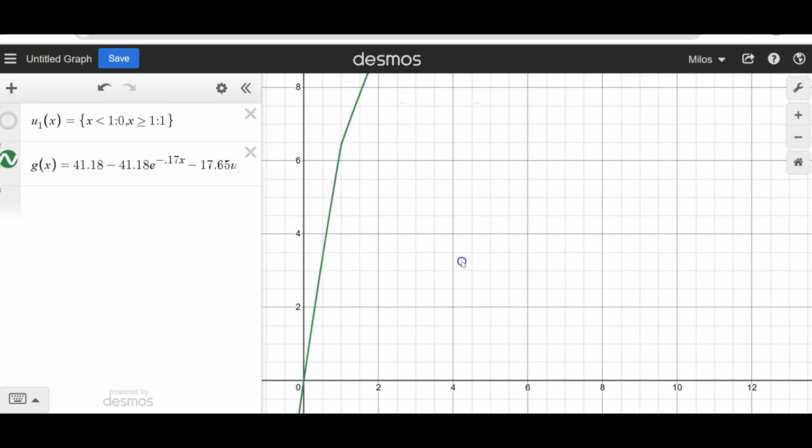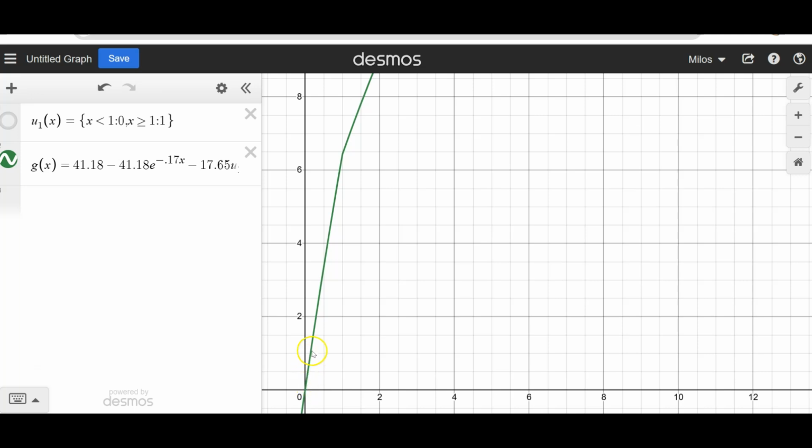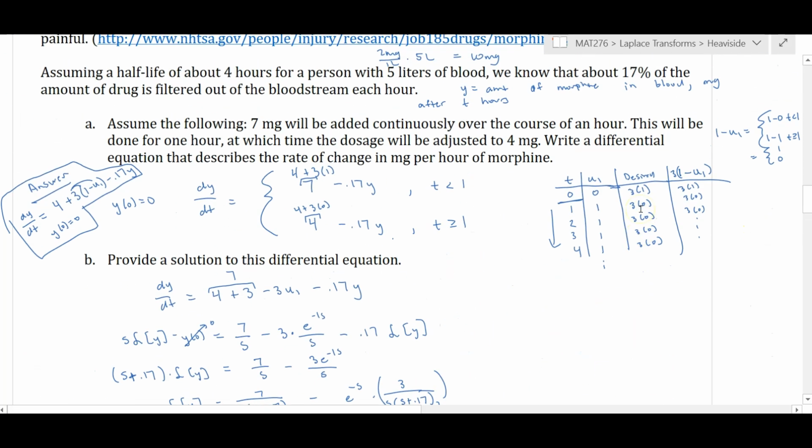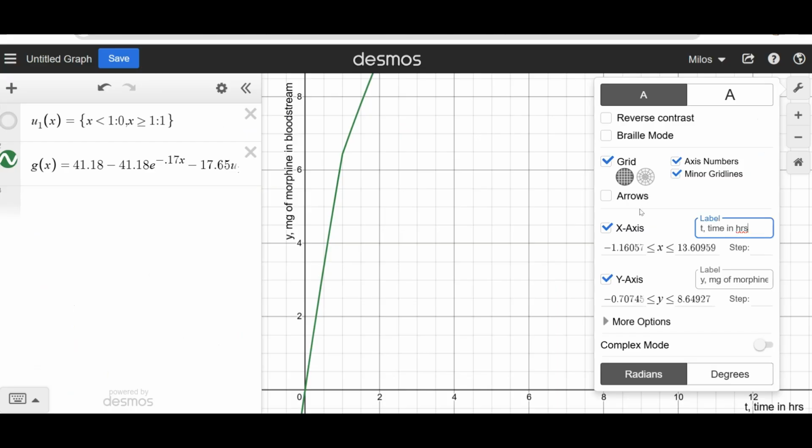And as you see, hopefully you can see this, the function has a very steep rise and then it sort of flattens out a little bit. And why is that happening? Well, on the vertical axis, we are looking at y, the milligrams of morphine in the bloodstream. The horizontal axis is time, t, which is time in hours, I believe, right? Yeah, time in hours. And we know that at time 1, this interesting thing takes place.